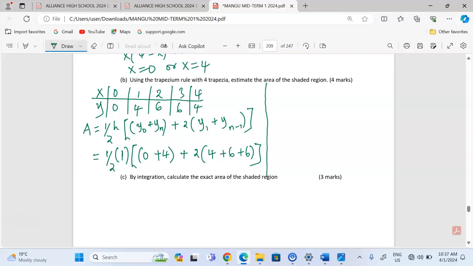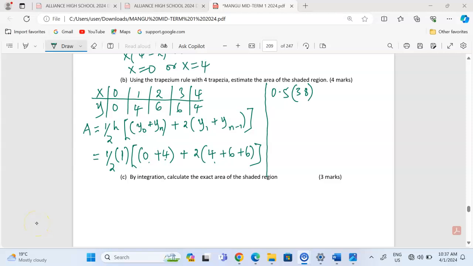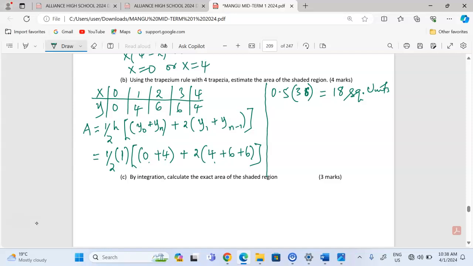So let's wind up. This is 0.5, then we will have 4 plus 16 by 2, 32 plus 4, 36, sorry, giving us 18 square units. That is the estimation of the area under the curve and between the x-axis and the line x equals 4 using the trapezium rule.